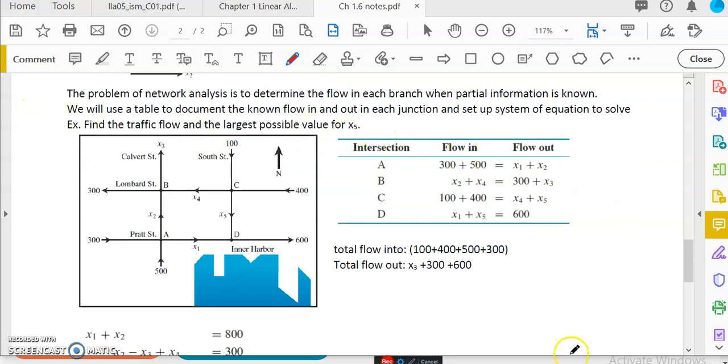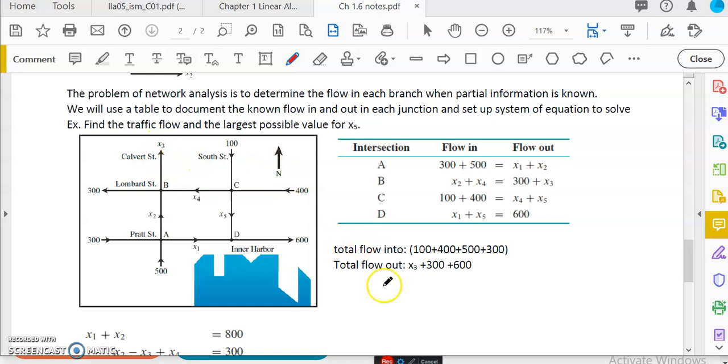So the problem of network analysis is to determine the flow in each branch when you only know how many cars are coming in or out. This is an example of a network, a traffic flow, and we only know that there are 300 going out from this street and 400 coming in. And this particular one seems like a one-way road. There will be 300 coming in and 600 going out. And then there is 100 coming in, 500 coming in on this. So what would be x3?